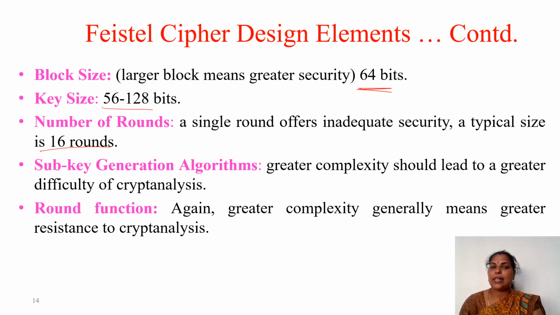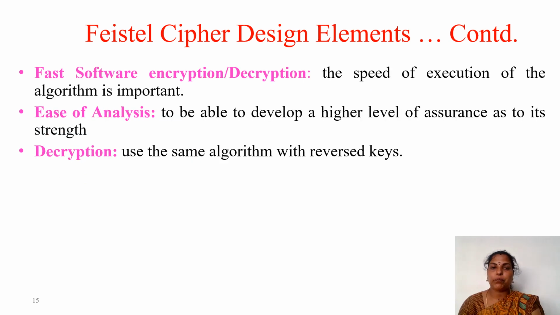For the sub-key generation algorithm, if we provide more complexity, then security analysis is very difficult. So greater complexity should lead to greater difficulty of cryptanalysis, and breaking the system is also very difficult for the attacker. Then for the round function, greater complexity means greater resistance to cryptanalysis. So it is not that vulnerable to attack, but anyway it is vulnerable to some form of attack.